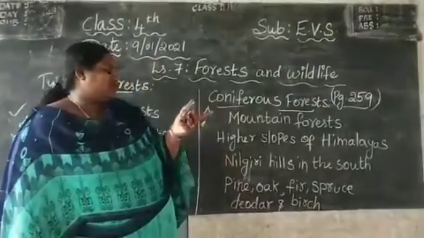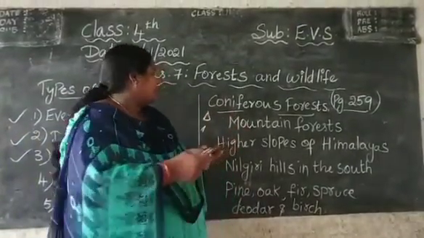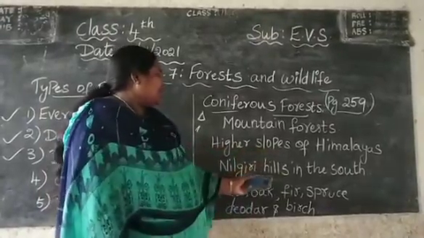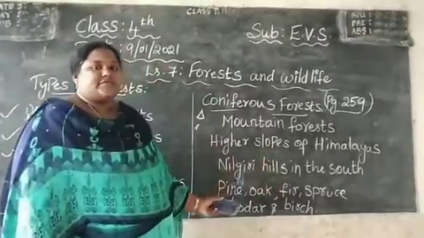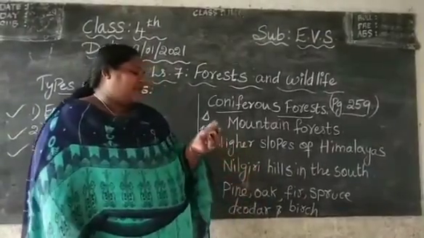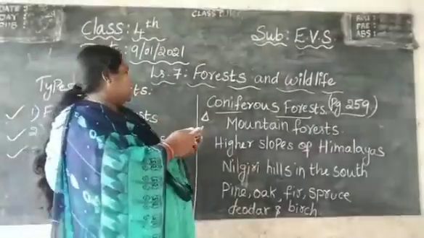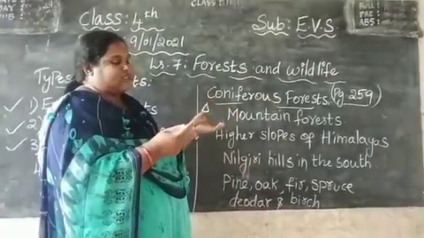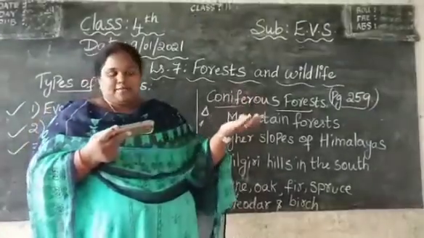So once again we see this topic. Coniferous forests are mountain forests, and these are found in the higher slopes of the Himalayas and in the Nilgiri hills in the south. The trees found here are pine, oak, fir, spruce, deodar and beech. The trees of this forest bear cones and have pointed leaves. These trees grow only in a cold climate.